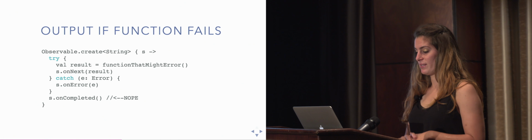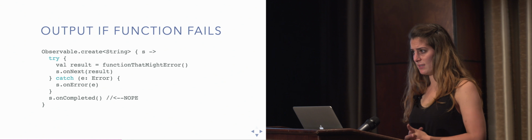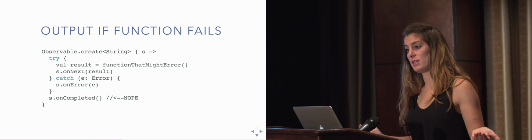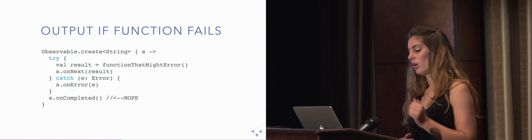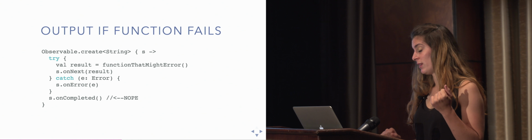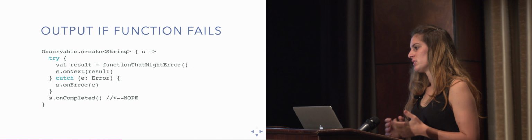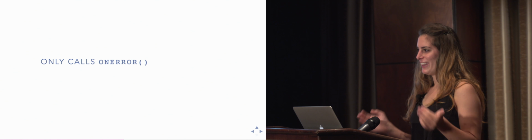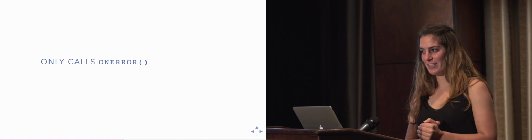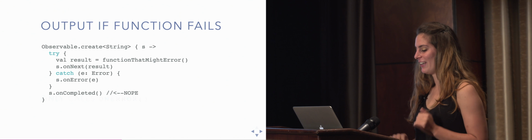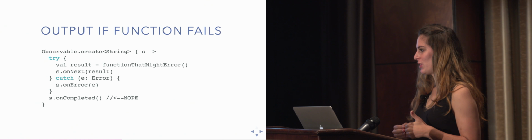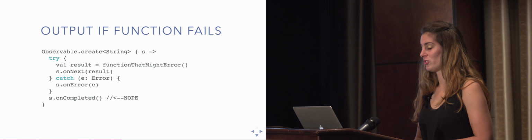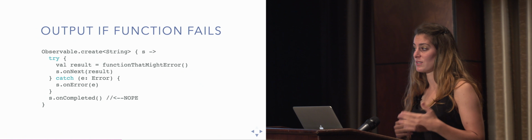But this is not the case if that function errors. So this is exactly the same observable creation as before, but this time let's assume that function that might error actually does error. You might expect that it would call onNext and then onComplete, or onError and then onComplete. But remember, onError is a terminal event for streams, so what you actually get is onError. That's something that's probably unexpected, so take a moment, let it sink in. After onError, that stream is complete. There's nothing to call onComplete for because that's the successful stream ending. We've already ended it in a non-successful way.